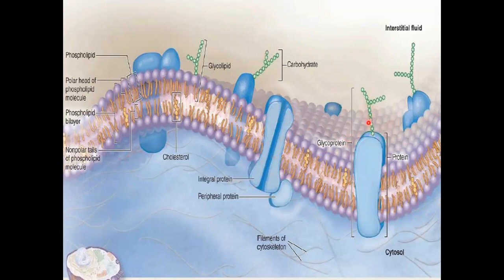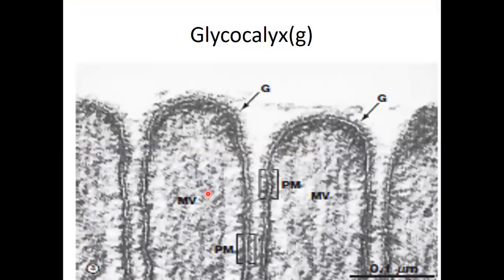Now, since these polysaccharides project outwards, they face away from the cell, you find that they will form a layer which is known as a glycocalyx. So here we see some spikes, more like fuzzy area on the cell membrane. This is a cell membrane. That is another cell membrane there.